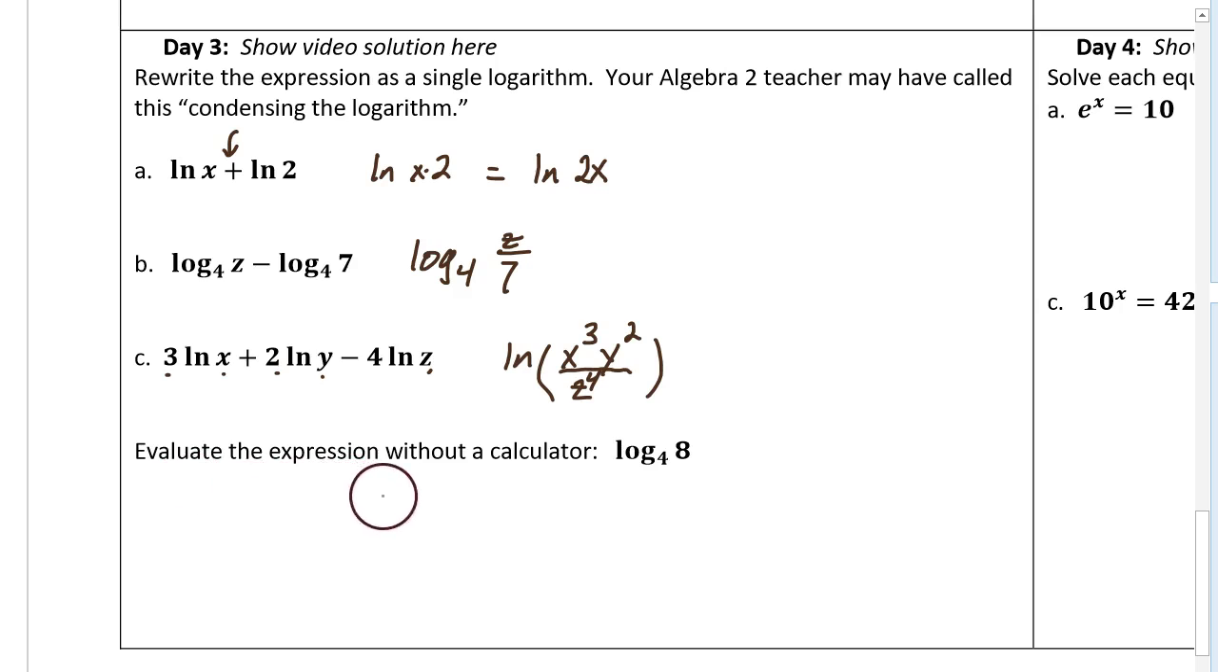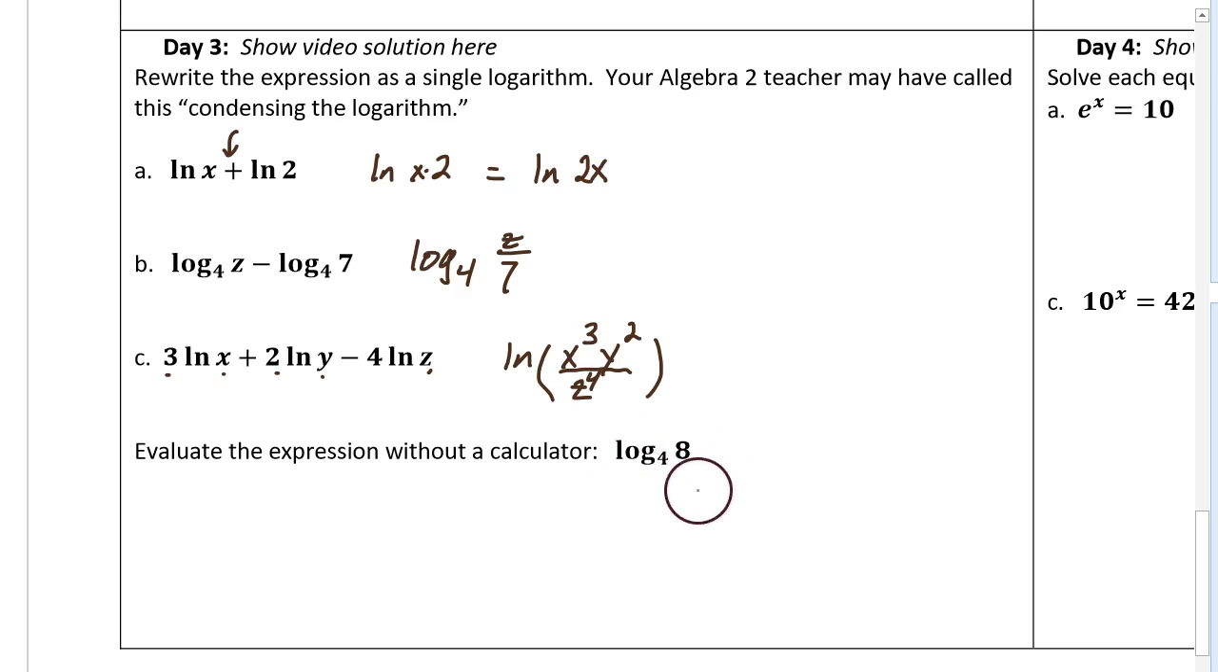Next, evaluate the expression without a calculator. Log base 4 of 8. So you ask yourself, 4 to what power makes 8? But that's not a whole number power, so it's not as straightforward as that. We need to use some of the algebra skills that we've been practicing.